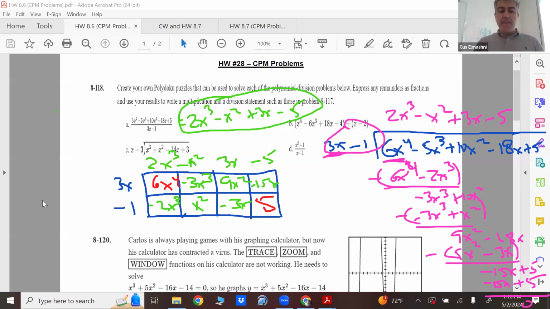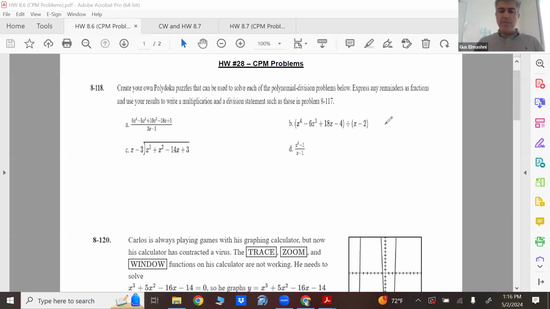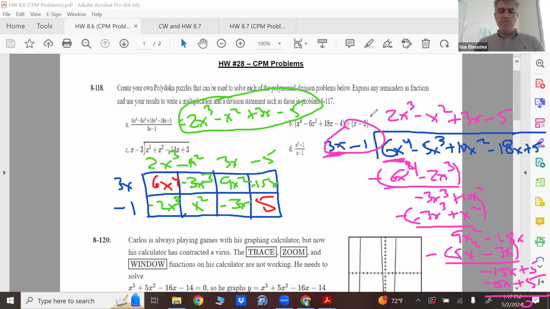Now another technique, yet again, is something called synthetic division, which I think is a little better than long division, but I still like the boxing better. Or the Polodoku, if you want to call it that. The way this doesn't work for this particular problem. So let me backtrack. I'll have to do it for part B.